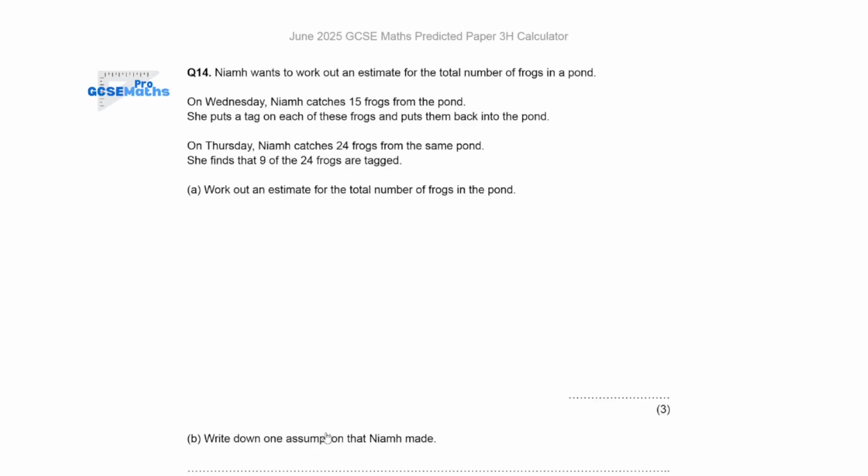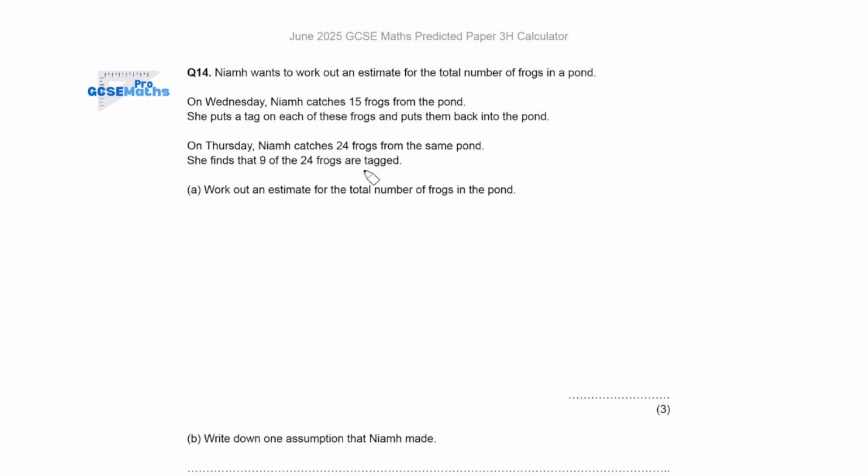Question 14. Neve wants to work out an estimate for the total number of frogs in a pond. On Wednesday, Neve catches 15 frogs from the pond. She puts a tag on each of these frogs and puts them back into the pond. On Thursday, Neve catches 24 frogs from the same pond. She finds that 9 of the 24 frogs are tagged. Work out an estimate for the total number of frogs in the pond.